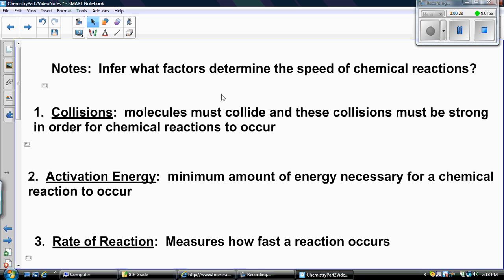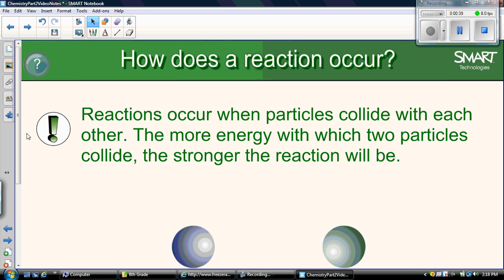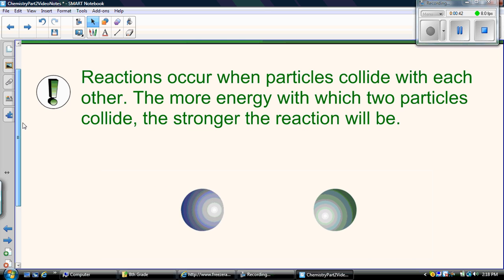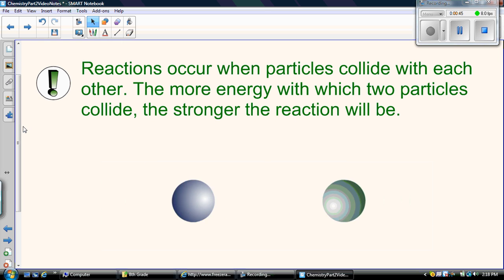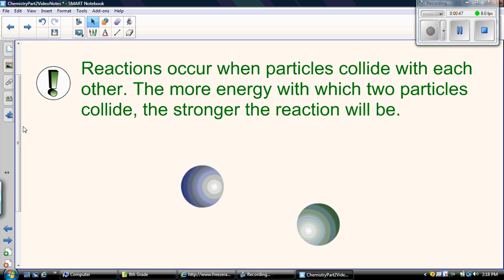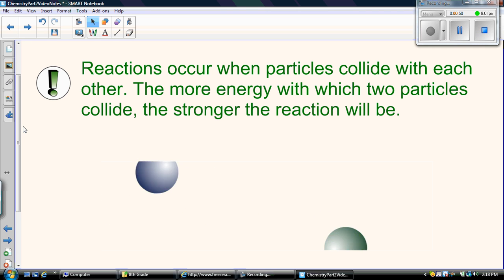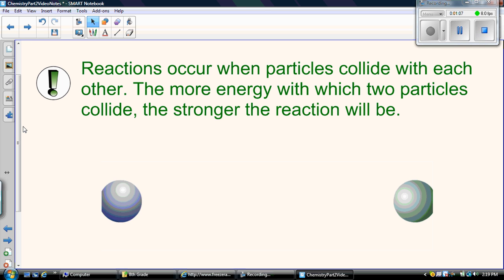So in order for chemicals to react, you have to have collisions. Molecules must collide, and these collisions must be strong in order for the chemical reactions to occur. So reactions occur when particles collide with each other. The more energy with which the two particles collide, the stronger the reaction will be. So obviously an atomic bomb reaction is way stronger than an iron nail rusting. That energy released from an atomic reaction, which is an exothermic reaction, is a lot stronger than what's released during a nail rusting because of the amount of energy that it deals with.